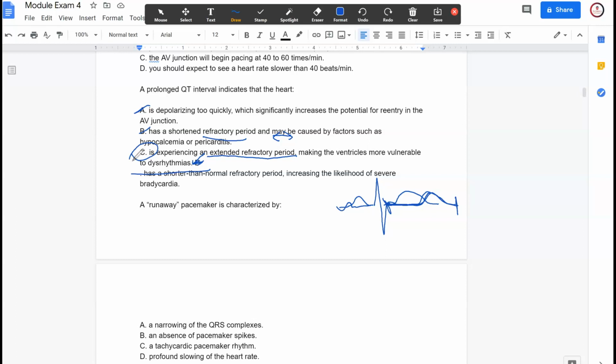A runaway pacemaker is characterized by narrowing of the QRS complexes. No. Absence of pacemaker spikes. No, probably have too many pacemaker spikes. Tachycardic pacemaker rhythm, yes. Or profound slowing of the heart rate. It's running away, which means it's going to be faster. Tachycardic pacemaker rhythm.